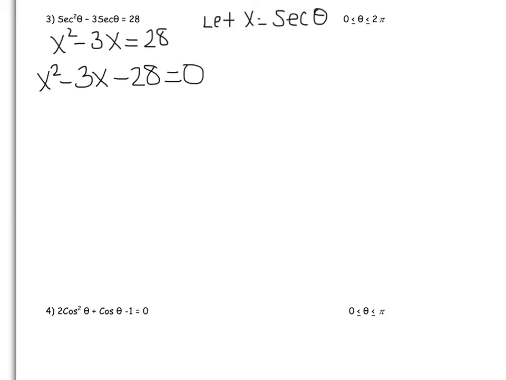Now factor. We don't need to use earmuff for this, great, because there's a coefficient of 1 here. So what two numbers add to negative 3 that multiply to negative 28? Take a minute, pause the video if you want.